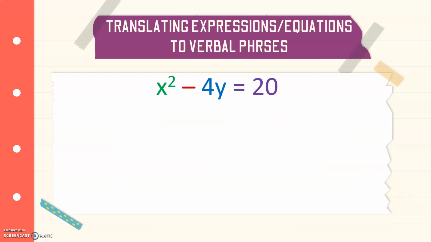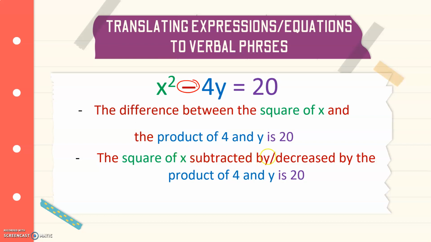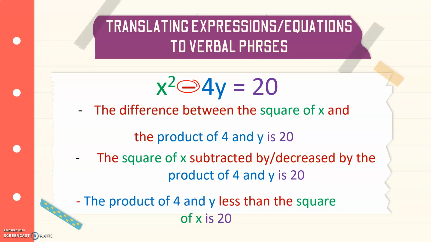Next, we have x squared minus 4y equals 20. So we have here an exponent and the operation subtraction. So we can translate it as the difference between the square of x and the product of 4 and y is 20. You can also say the square of x subtracted by the product of 4 and y is 20, or you can also use decreased by. Then the product of 4 and y less than the square of x is 20. Again, we made use of product of to make sure that 4 and y are always together, instead of just saying the 4 times y and so on, because we have here another term.